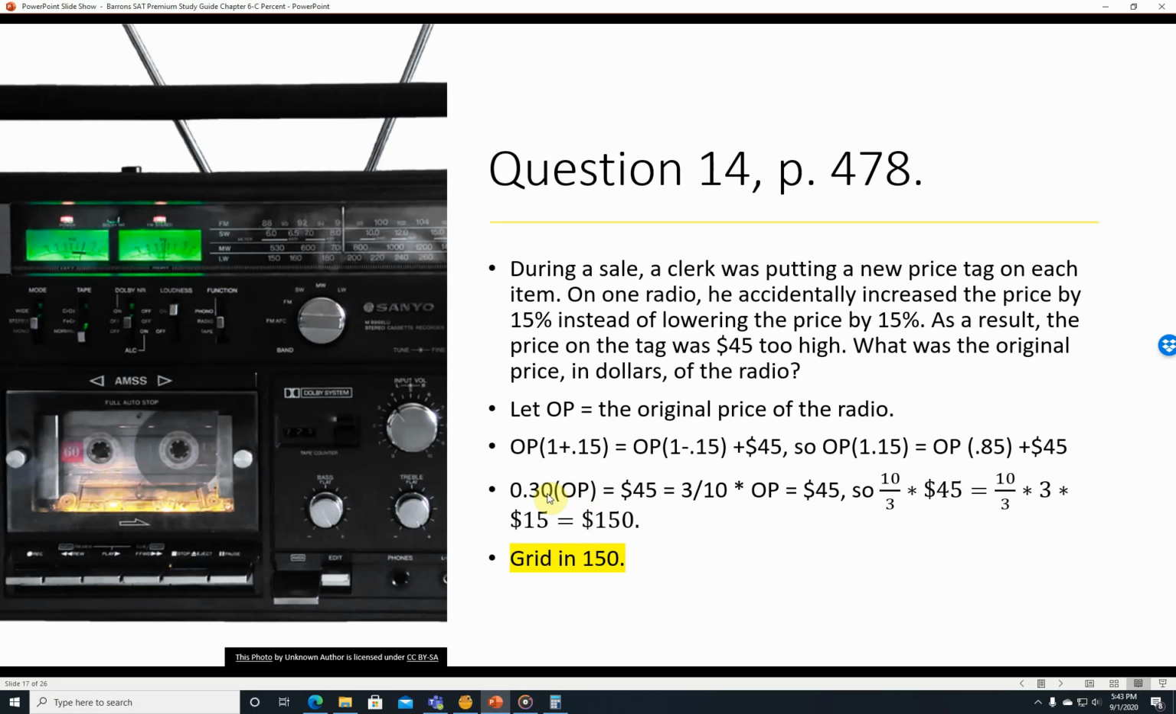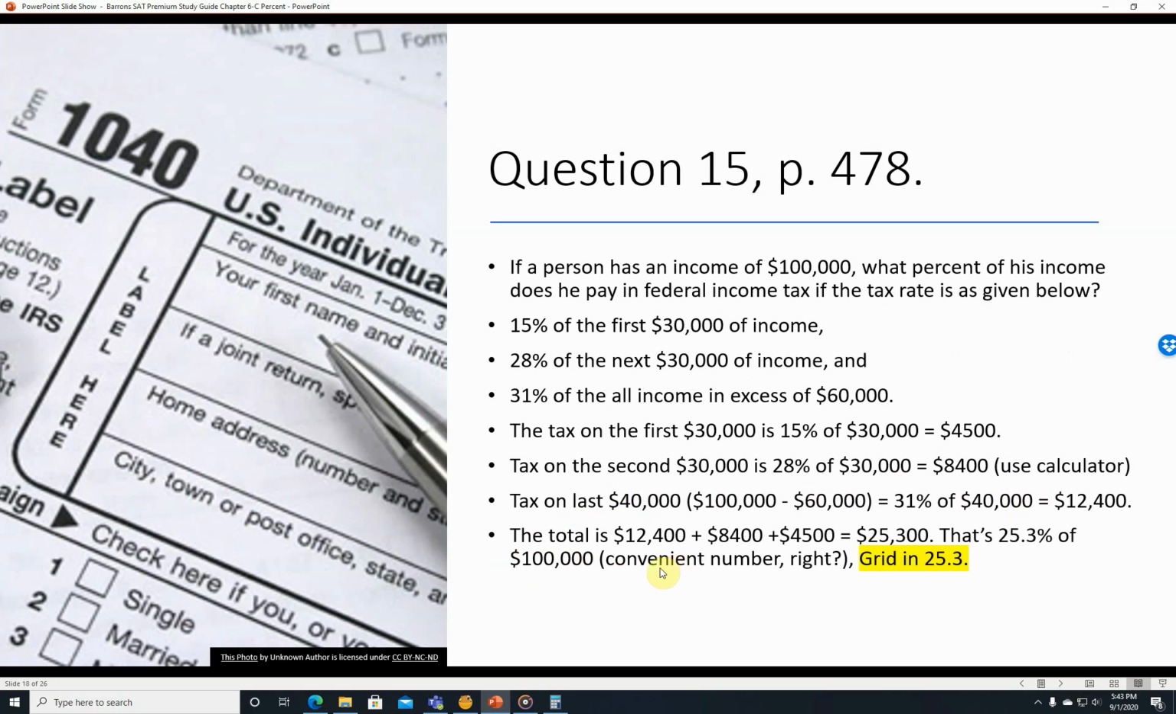So 0.3 or 30% of OP is equal to 45, so that means 3/10 of OP is equal to $45. So 10 over 3 times 45 is equal to 10 over 3 times 3 times 15, so the 3's cancel out, so we get 10 times $15 is equal to $150, so just grid in 150.